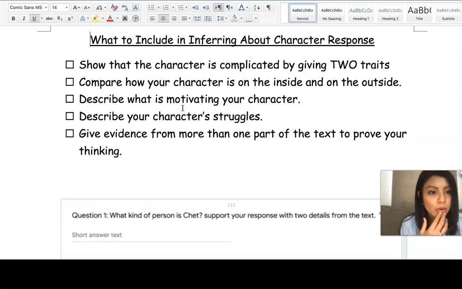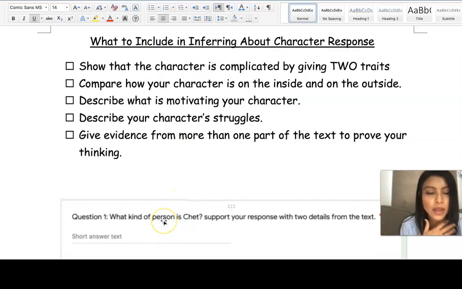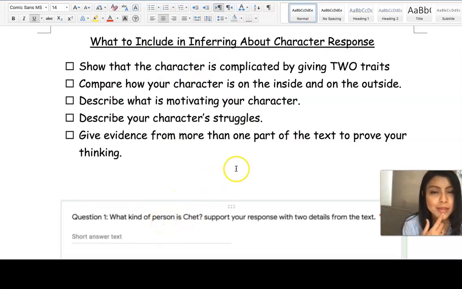So let me think about what I can say about Chet. How can I describe the kind of person Chet is? So I can say that on one side, Chet seems to be very caring. He cares about his grandmother. But on the other side, he's selfish because he doesn't want to share what he has with the people who are coming to ring on their doorbell. So now I'm going to compare how my character is on the inside. On the inside, he's caring about his grandmother, but on the outside, he's being selfish about sharing what he has.